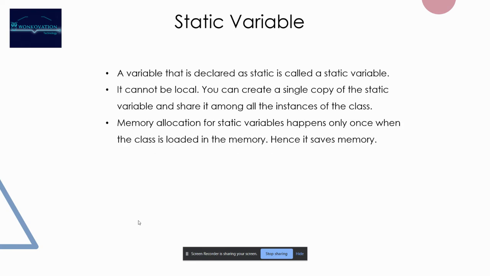Now, static variables. A variable that is declared as static is known as a static variable. It cannot be local, so static variables can't be local. You can create a single copy of a static variable and share it among all the instances of the class. Memory allocation for static variables happens only once when the class is loaded in memory. So static saves memory.